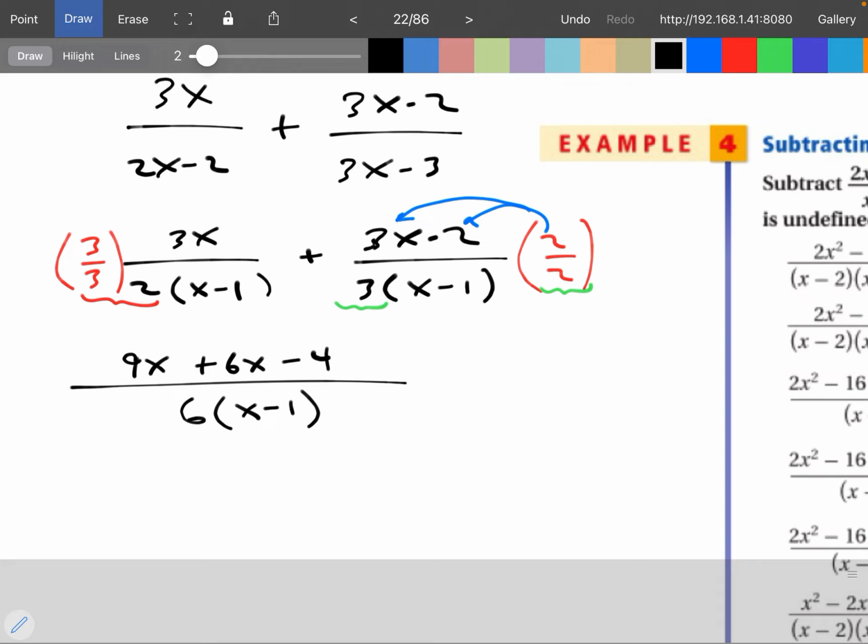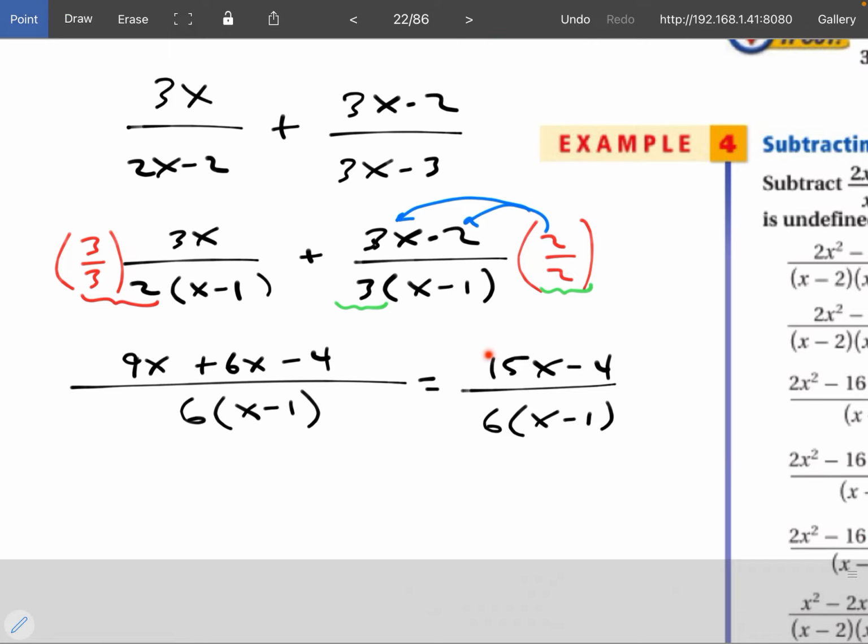All right, so then I just combine like terms in the numerator there. So I've got 9x's plus 6x's. That gives me 15x's, right? So that's going to give me 15x minus 4 over 6 times the quantity x minus 1. And that's going to be my answer.